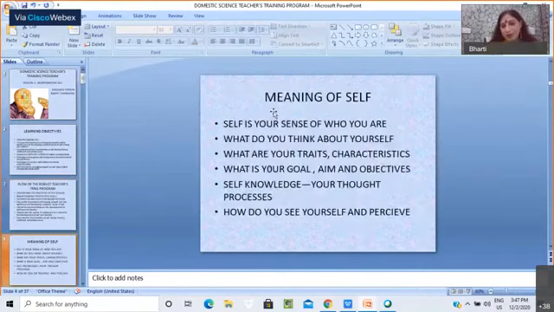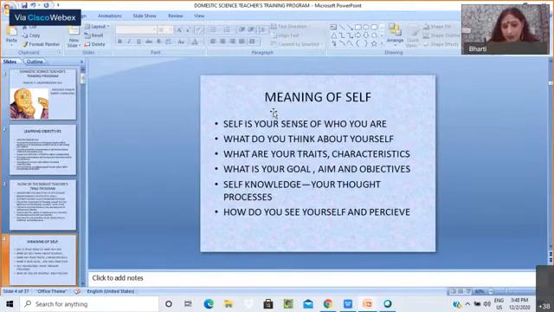So moving on to the basic concepts, because when we talk about self, generally हम कहते हैं कि self is your sense of who you are. हम क्या हैं, you know, and what we think about ourselves, and then what are my characteristics, what are the characteristics of the children, you know, whether they are good at a particular skill, they are good at creativity, they are good at visual performing arts, they are good at culinary skills. So what is your goal, aims, and objective?